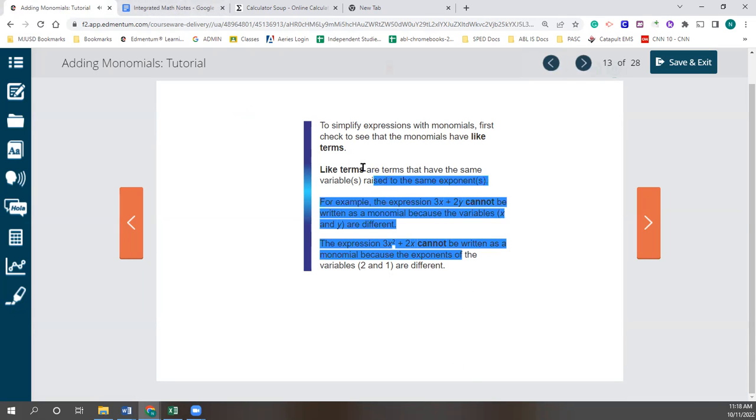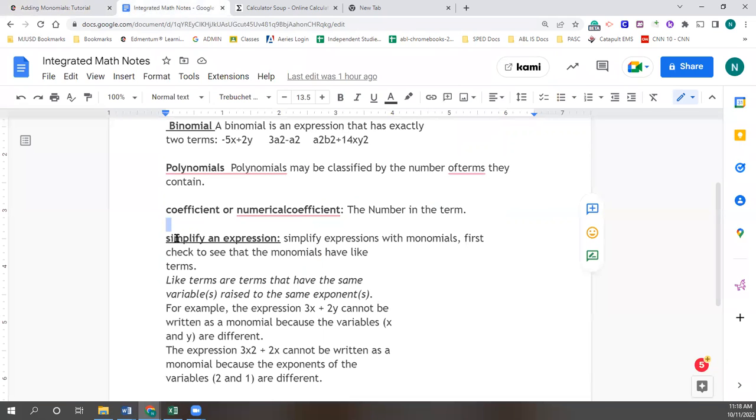Now, I copied that and put it in my notes. To simplify expressions with monomials, first check to see that the monomials have like terms. We cannot add apples to oranges. What do I mean by that? You can't add 3 apples and 3 oranges and make 6 apple oranges. You have 3 apples and 3 oranges. That's as simple as it can get. You can add 3 apples and 3 apples, though.